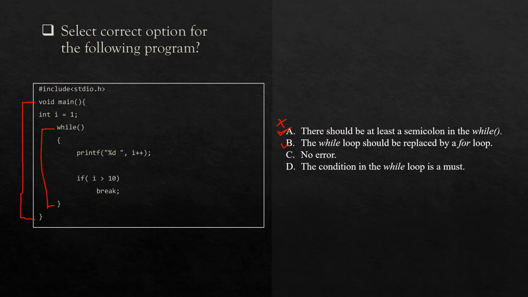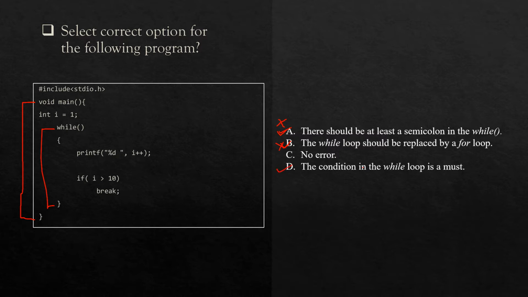The second option is saying that the while loop should be replaced by a for loop. So if we replace with for loop, then we have to give some certain things inside its condition, its initialization or its increment part. So it is not possible to convert this while loop into a for loop. So this is also not a valid point. Option C, no error. So you can see that we have a parse error, or we have a syntax error inside the while statements.